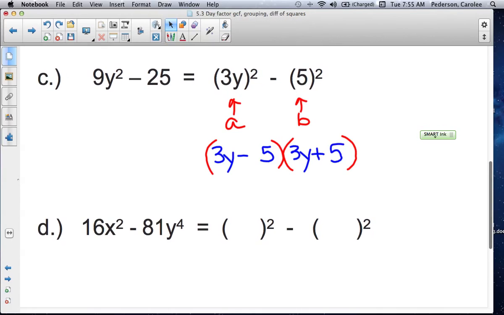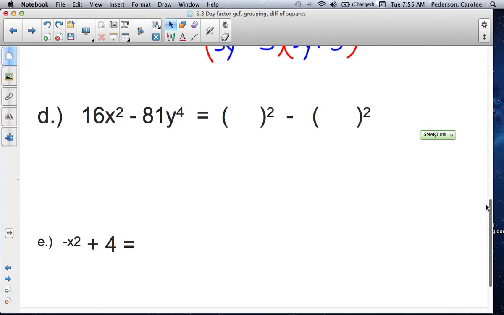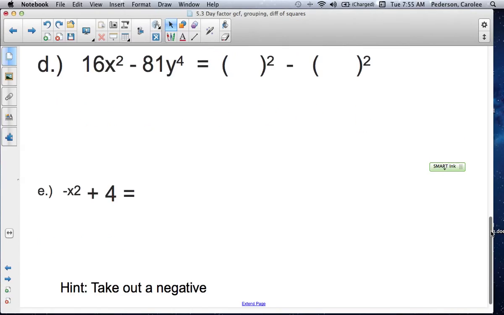The next example, I do want you to follow along and write down. 16x squared minus 81y to the fourth. What is the perfect square for 16? What are two numbers that multiply together, the same number, that give us 16? 4 times 4 is 16. And then x times x is x squared. So think back again. 4x times 4x is 16x squared.